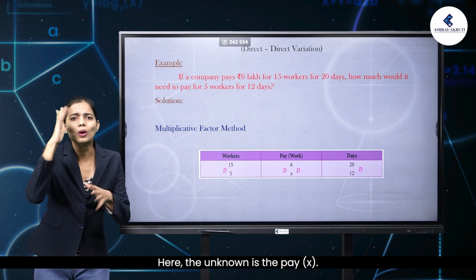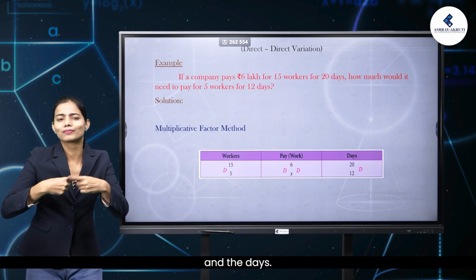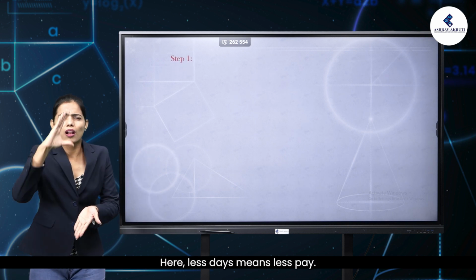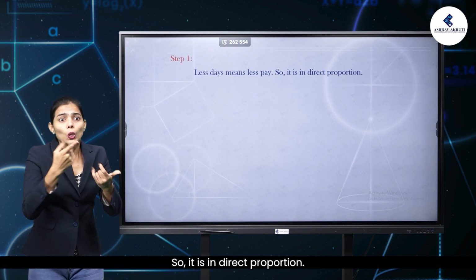Here, the unknown is the pay x. It is to be compared with the workers and the days. Step 1. Here, less days means less pay. So, it is in direct proportion.